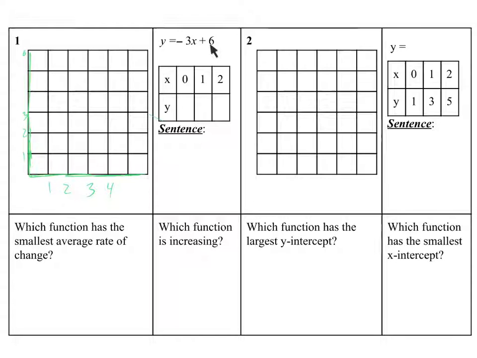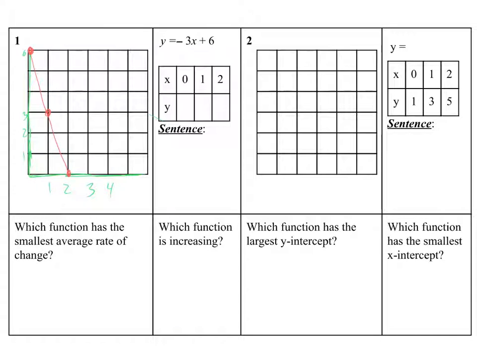I said, again, we started at 6, so I'm going to put a dot at 6. And we drop 3 every time. What that means is, when I go over 1, I drop 3. Over 1, drop 3. So can I put those dots? Can I then make my line? That right there is your graph. Done.